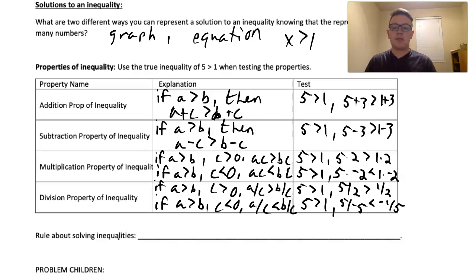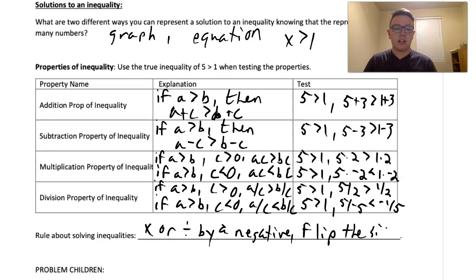This brings us to the really key rule when we're solving inequalities, which is when you multiply or divide by a negative, you gotta flip the sign. And let's underline this a couple of times, that way we remember it. Make sure you flip the sign, but only when you're multiplying or dividing.